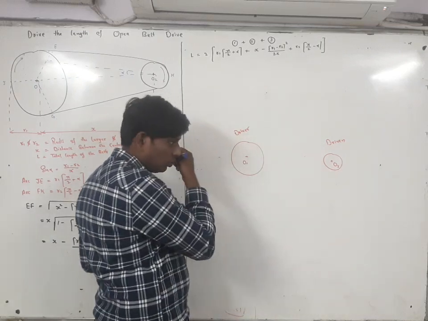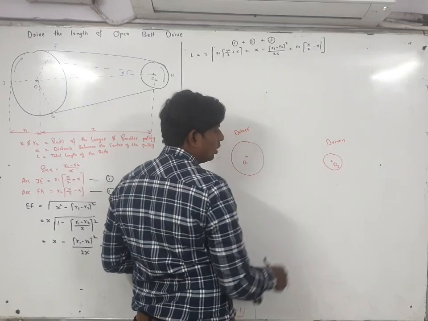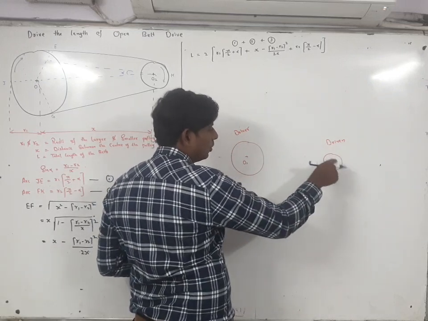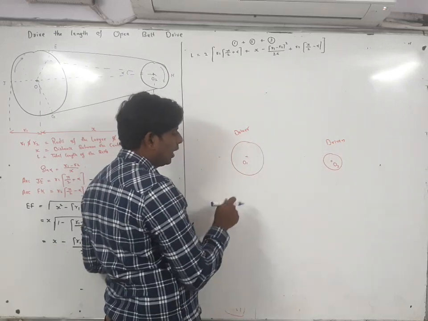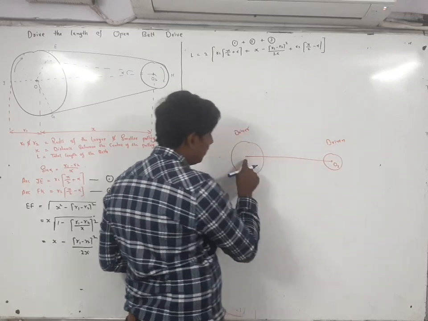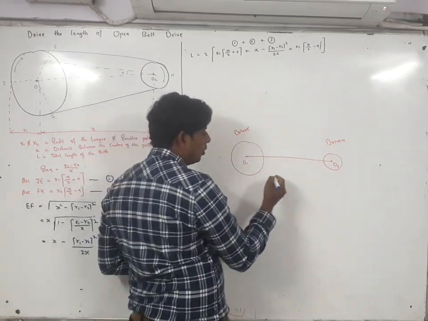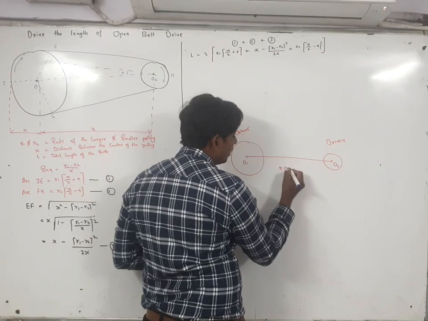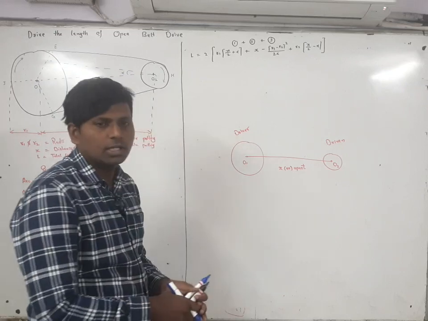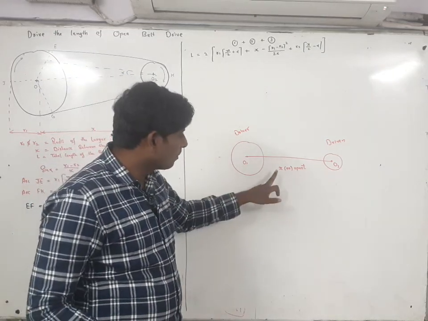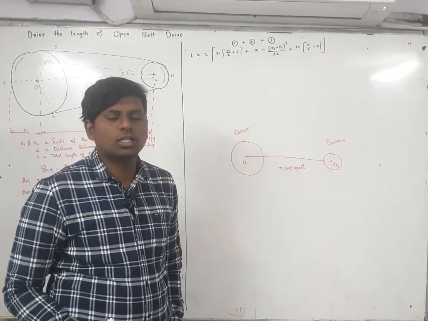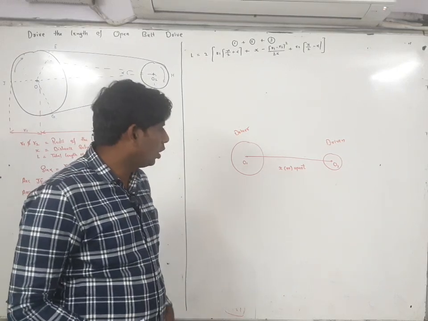The center of the driver pulley is known as O1, and the center of the driven pulley is known as O2. The distance from the center of one pulley to the center of the other pulley is known as X. Another name for it is the center distance, apart. You can call it either X or apart.